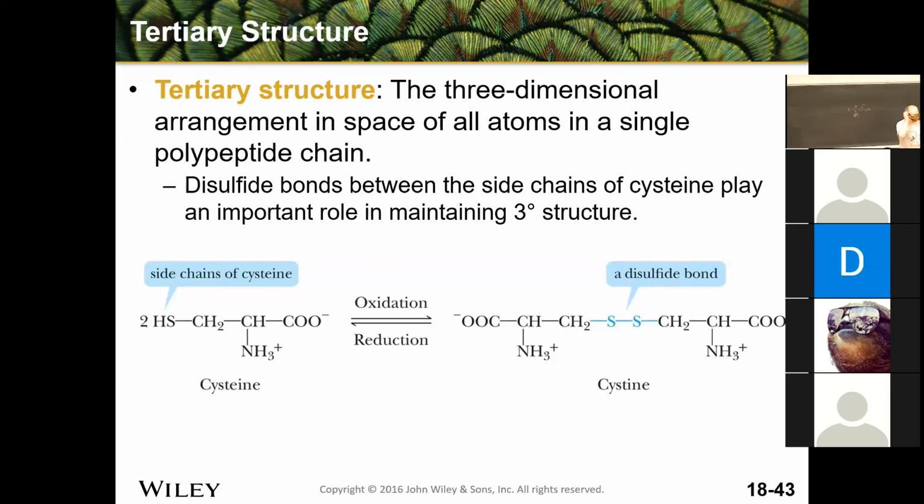Right, tertiary structure is the three-dimensional arrangement in space of all atoms in a single polypeptide chain. One of the ways in which tertiary structure is maintained is by disulfide bonds between cysteine residues. This disulfide bond formation and reduction is reversible.